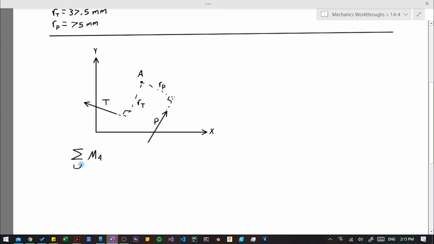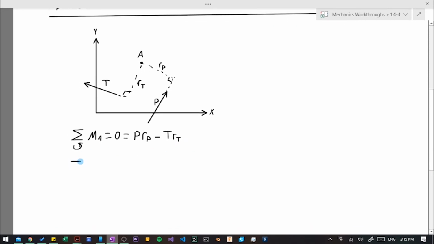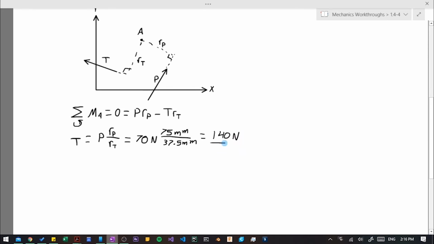For our sum of moments equation, we're going to choose the counterclockwise direction to be positive, and our brake does not have angular acceleration, so this is equal to 0. Then we put in our values, which would be each force multiplied by its distance from point A. P is going counterclockwise, which is the direction we chose as positive, so we write it as positive. And then we have our tension force T, which is acting in the opposite direction, so it is negative. T is the only unknown, so we can rearrange to find our value. And this is equal to 140 newtons. This is an intermediate answer, so we give it a single underline.